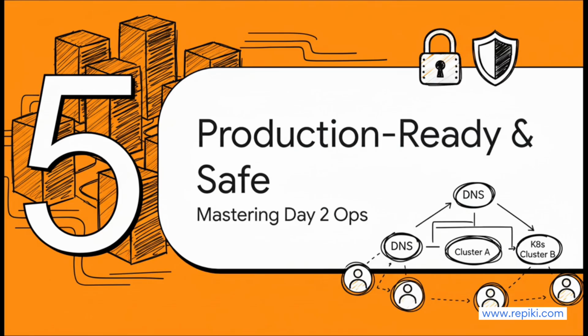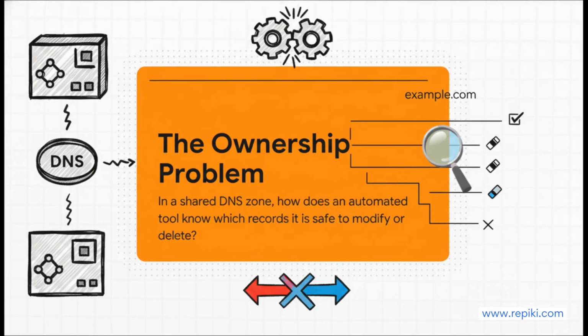You know, when you're running this in production with multiple teams, multiple clusters, all potentially touching the same DNS zones. How do you run this safely? Let's talk about mastering day 2 operations. And that brings us to what's known as the ownership problem.